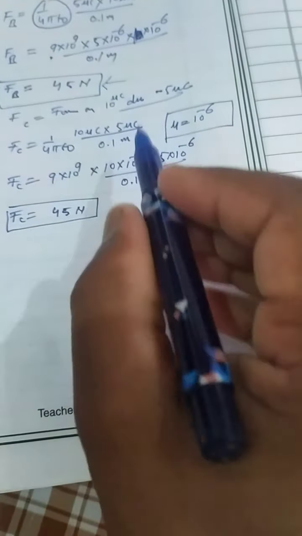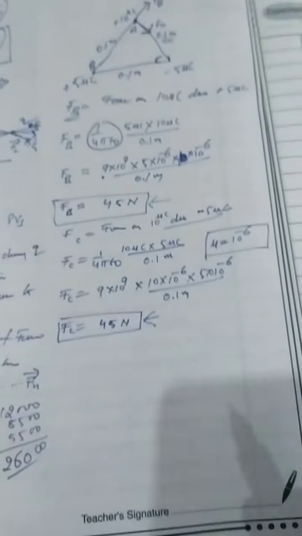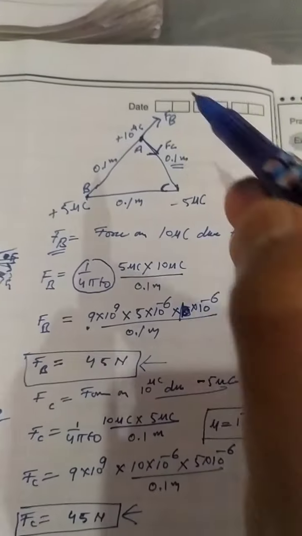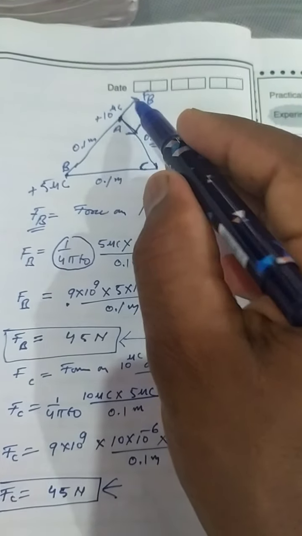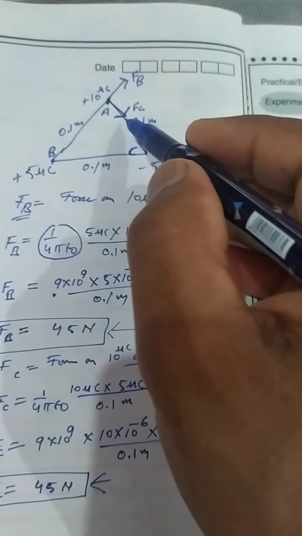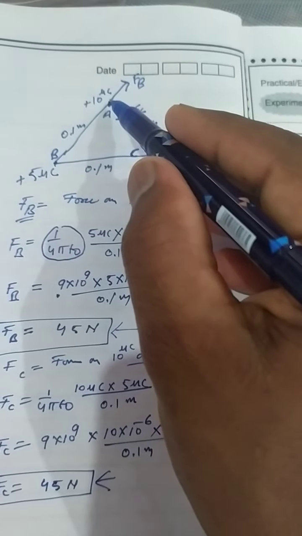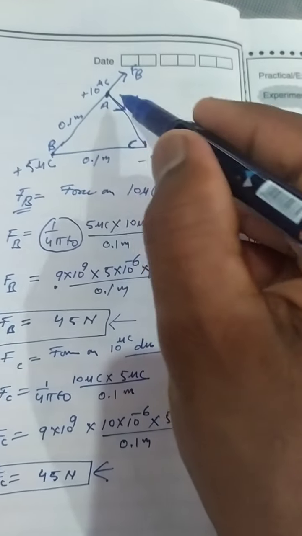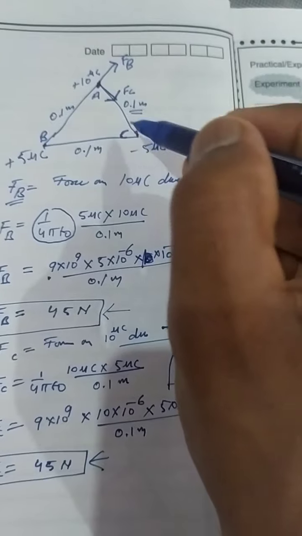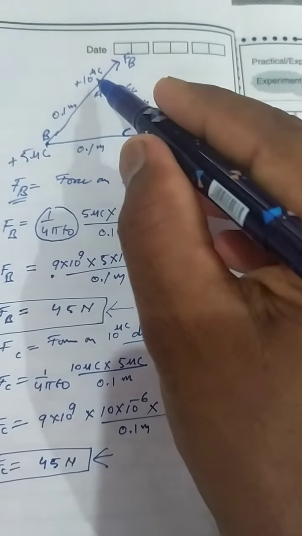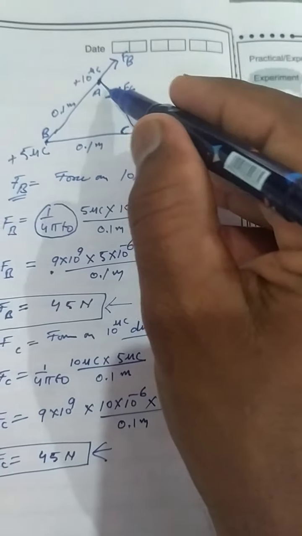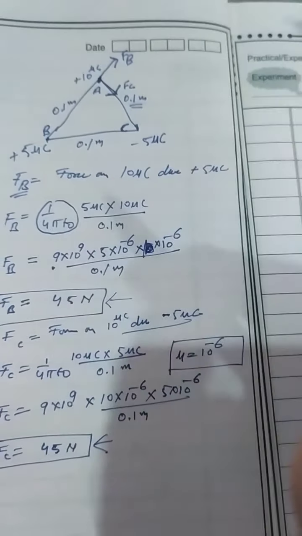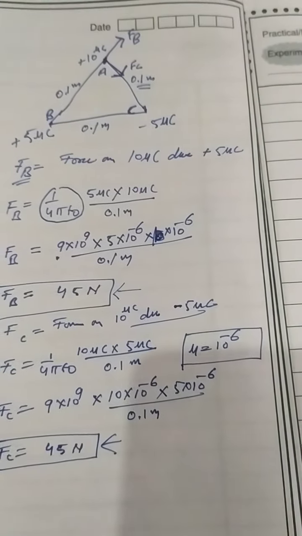So both the forces are 45 units, but again there is a problem that one force is in this direction and the second force is in this direction. Fb means force on the 10 microcoulomb charge due to the 5 microcoulomb charge, and Fc is the force on the 10 microcoulomb charge due to the other 5 microcoulomb charge, and it will be in this direction because the force is always towards the negative charge.